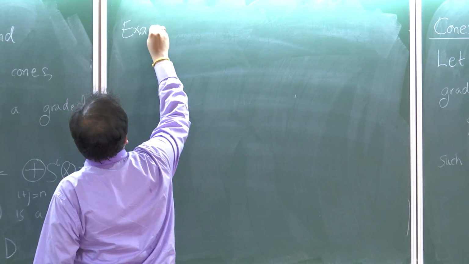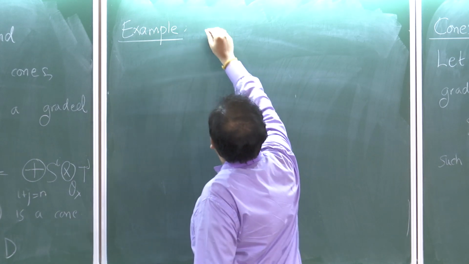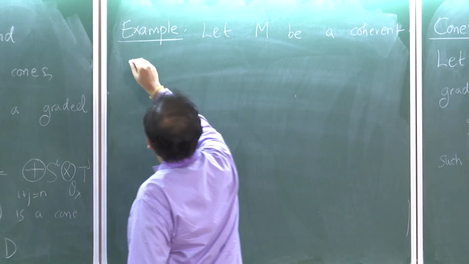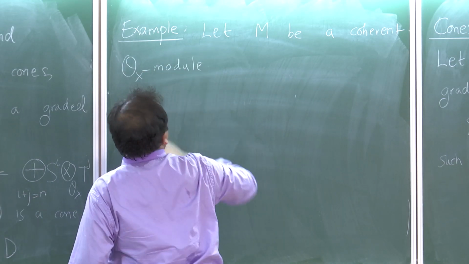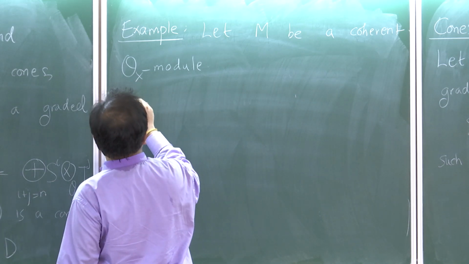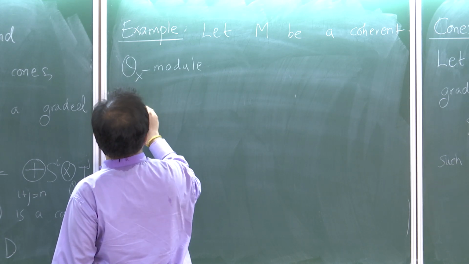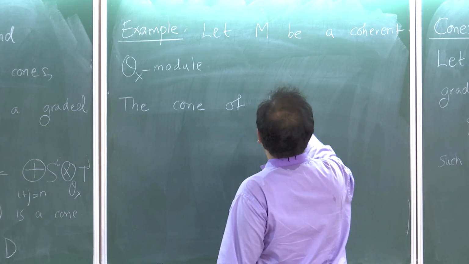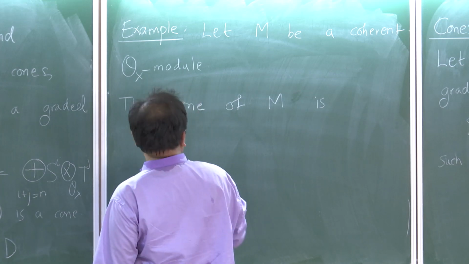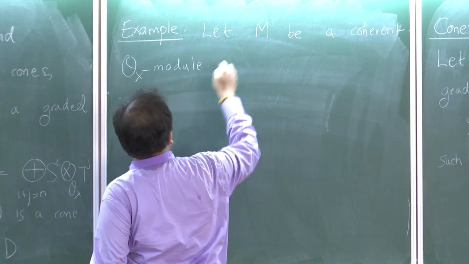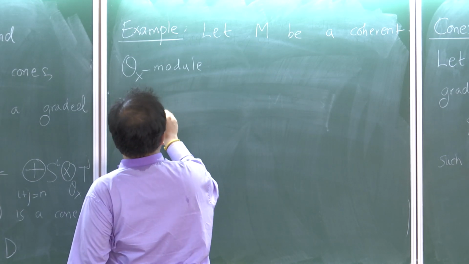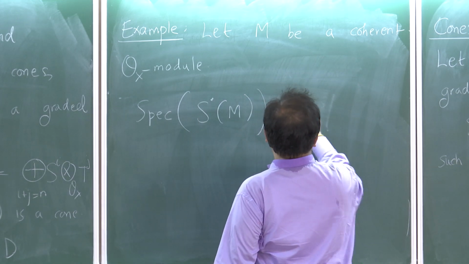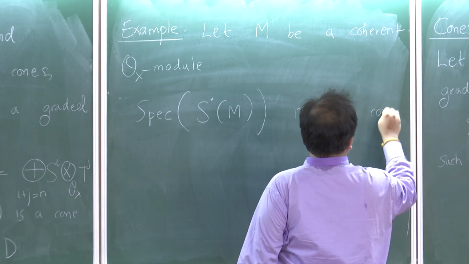Example. Let M be a coherent OX module. Then we consider the cone of M. I can take the symmetric algebra of M, so Spec of S of M. This is defined to be the cone of M.